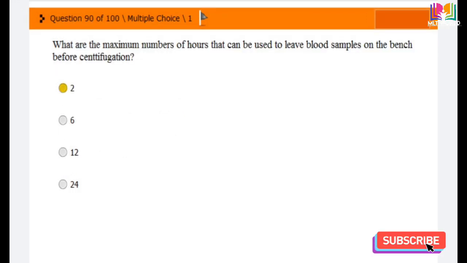Question number 90. What is the maximum number of hours that a blood sample can be left on the bench before centrifugation, meaning at room temperature? Options are 2 hours, 6 hours, 12 hours, 24 hours. The correct answer is 2 hours; that is the maximum time a blood sample can be left on the bench before centrifugation.